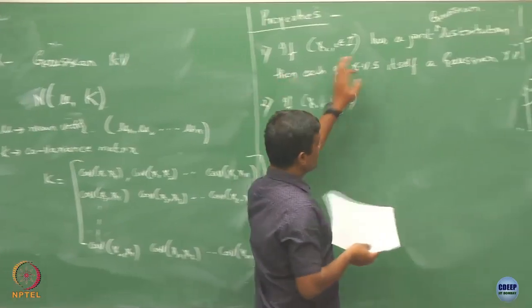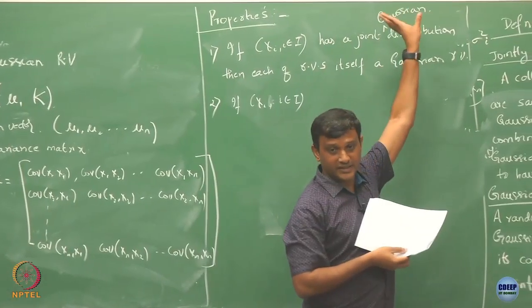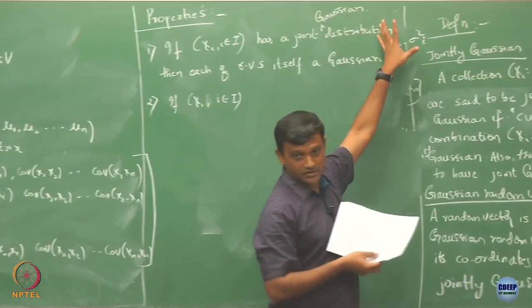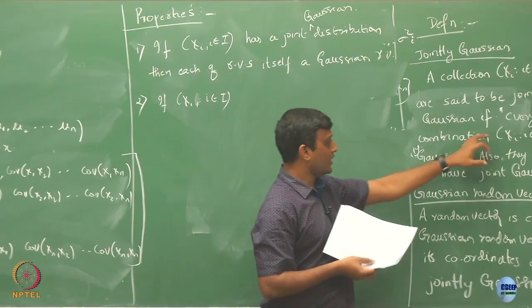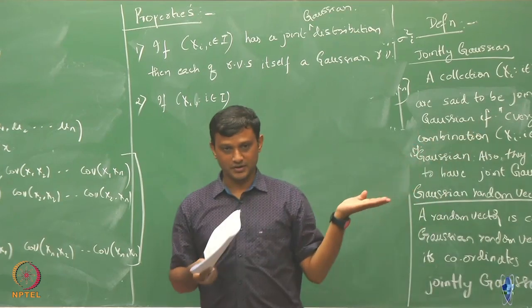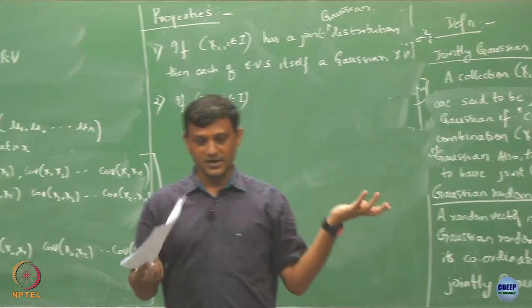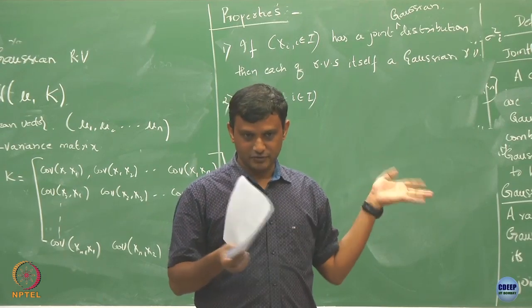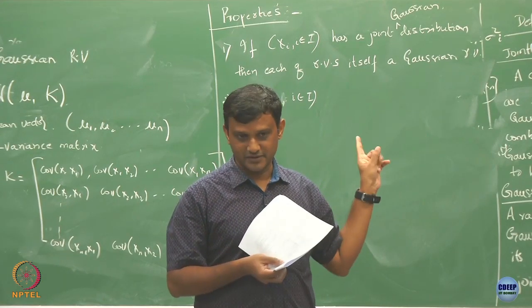Right now I am not saying anything, right? Like you say you are given a set of random variables, and if they are jointly Gaussian distributed, for that our need is every linear combination should be Gaussian. That is the only thing. I am not asking anything like they are independent, identically distributed or anything, just applying the definition.